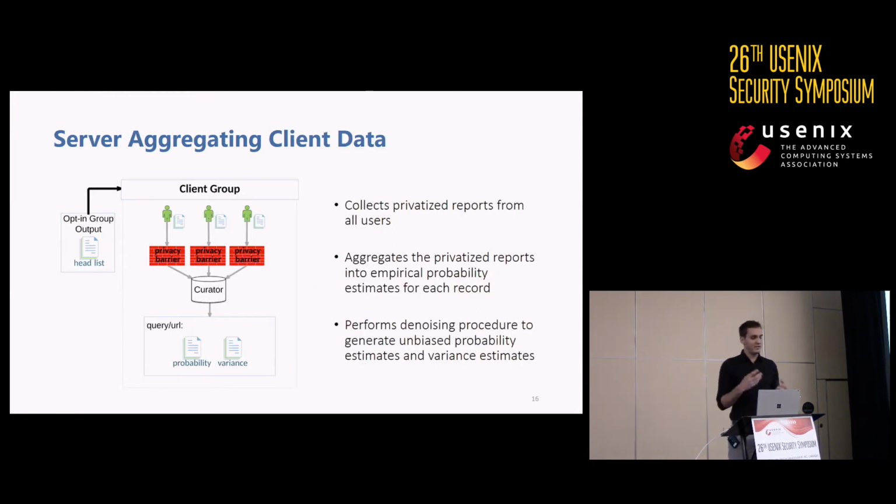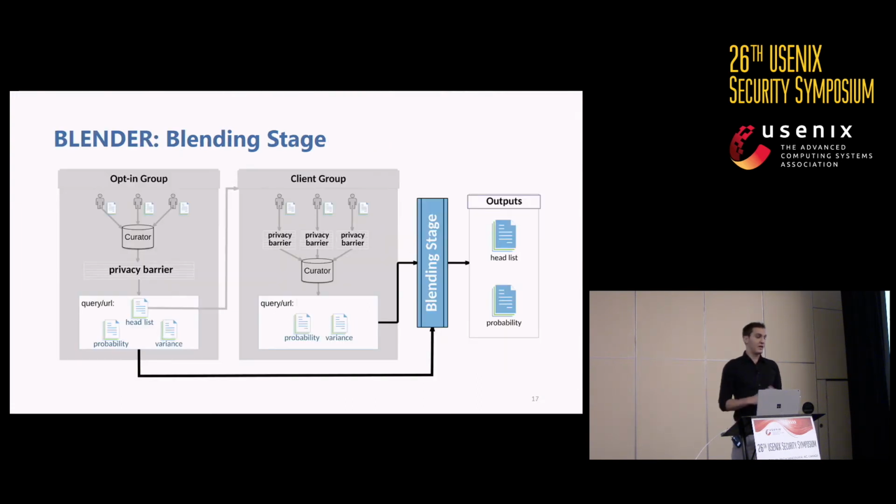So the curator then receives all of these privatized reports and aggregates them all together to form an empirical probability estimate for each record. Because of the nature of the client algorithm, the empirical probability estimates for each record that the curator now has are statistically biased in a known way. So the curator performs a statistical denoising procedure to generate unbiased probability and variance estimates for each record. At that point, the client group is also completely done. So both groups' outputs move on to the blending stage.